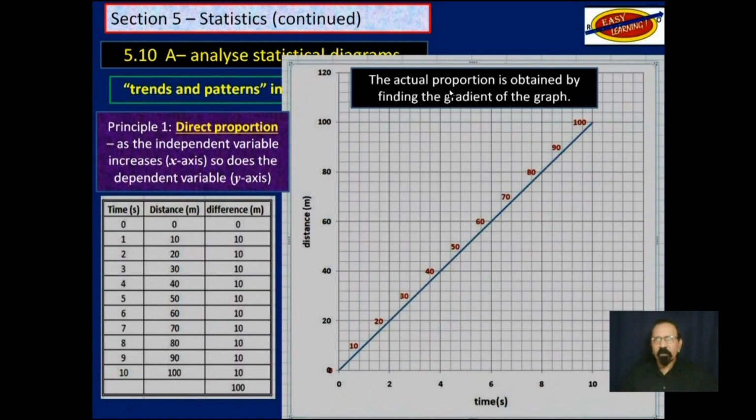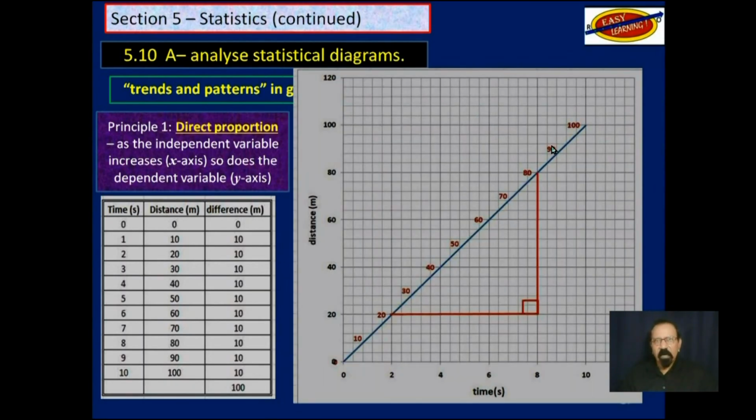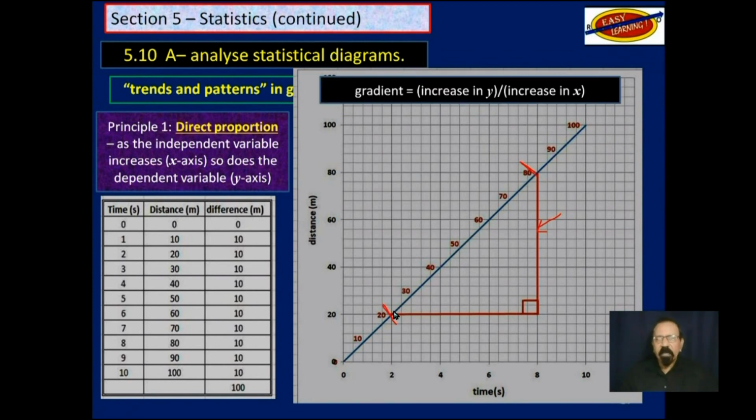The actual proportion is obtained by finding the gradient of the graph. It is a straight line graph. And to find the gradient, you divide the increase in y by the increase in x. In your math class, as we will learn later, y2 minus y1 over x2 minus x1. So let us construct a right triangle like what we see here, making sure that we are using at least half of that graph, and we will find the increase in y and divide it by the increase in x.